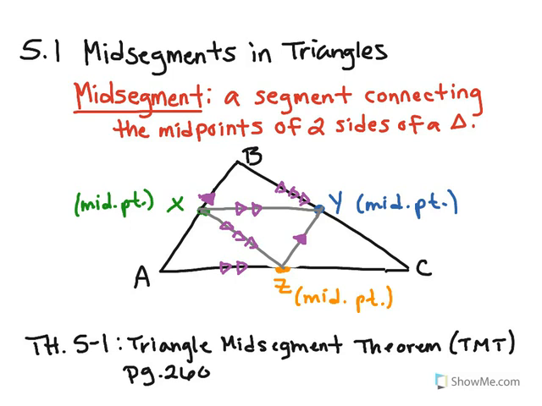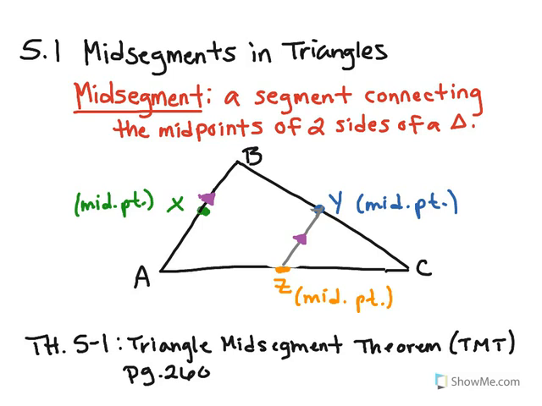Now, the next cool thing about this theorem is that it also says that a mid-segment's length is half that of the side that it's parallel to. So in other words, if this mid-segment had a length of 5 units, then side AB would have a length of 10. It's double as big.